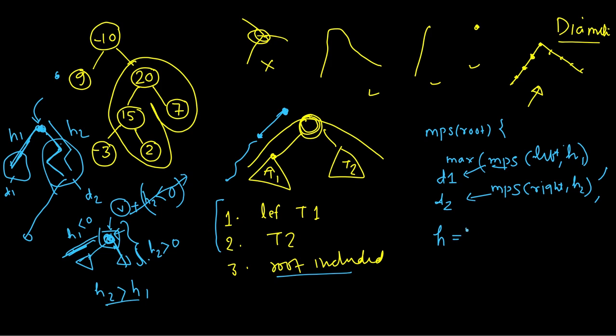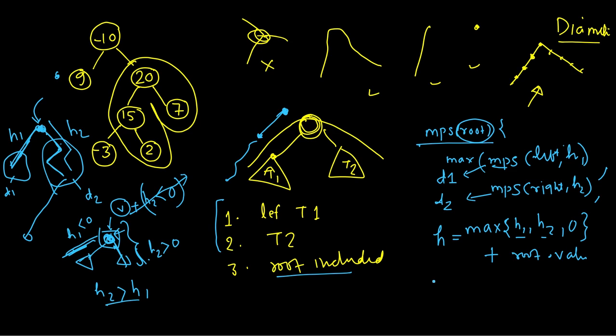So h will be max of h1, h2 or 0. So maybe both are negative, then we will pick 0, and we have to mandatorily add the root dot value. So this will be the h for this node for which we are calculating MPS after left and right calculations are done. And finally, what will be the return value for this node?